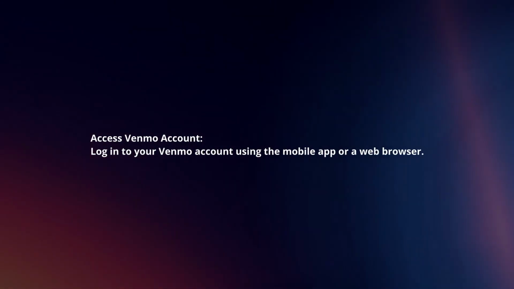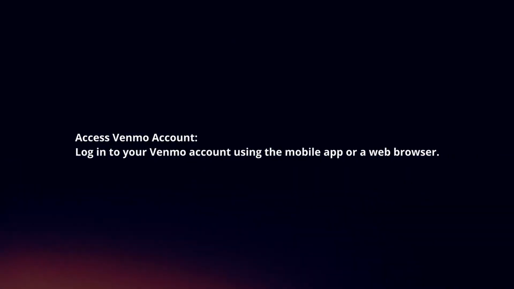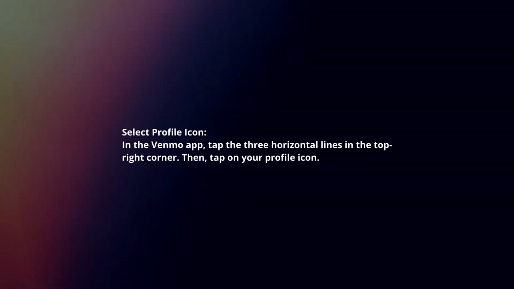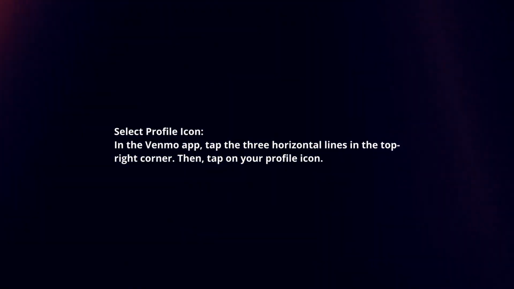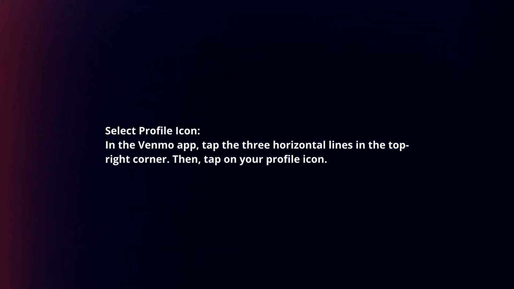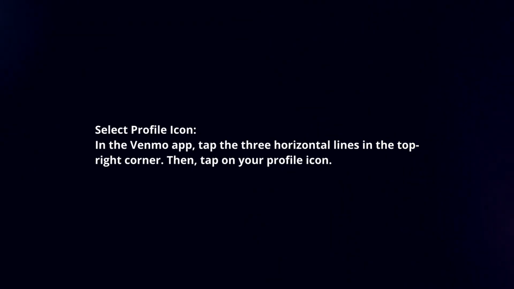To activate your Venmo debit or credit card online, follow these steps. Access Venmo account. Log into your Venmo account using the mobile app or a web browser. Select profile icon. In the Venmo app, tap the three horizontal lines in the top right corner. Then tap on your profile icon.